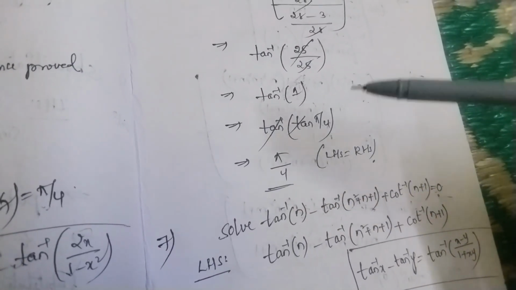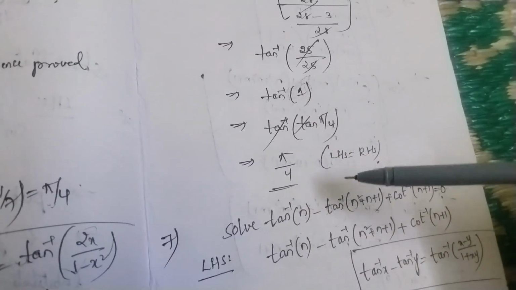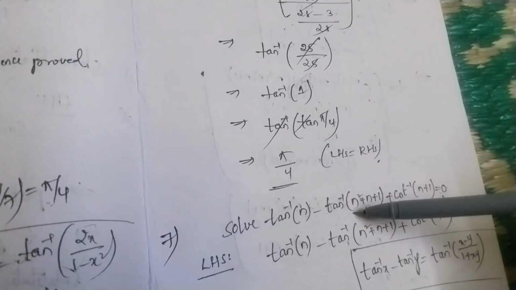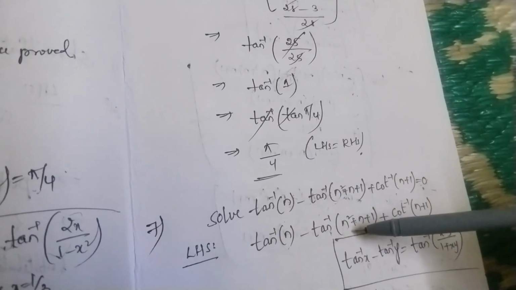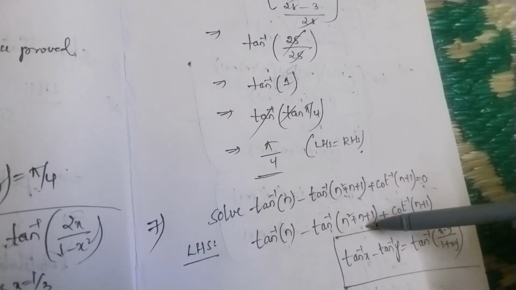Don't think that this is a difficult question. This is also the same question which we have discussed earlier. The given function, or LHS, is tan inverse n minus tan inverse of (n square plus n plus 1) plus cot inverse of (n plus 1).